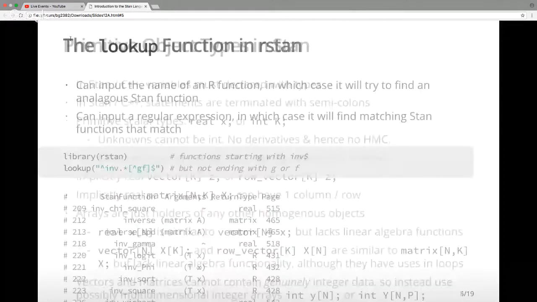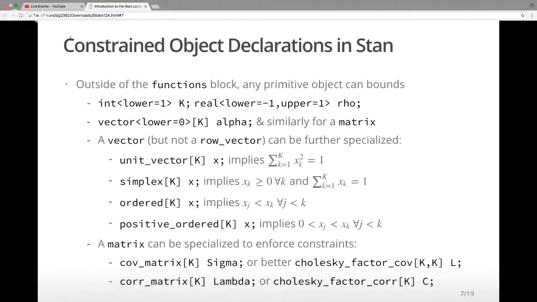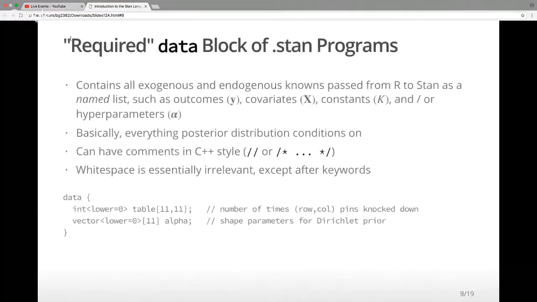We'll see how to pass this at the end if we get there today. But yes, you're going to need a list in R that's named table and named alpha. And alpha should be a vector of size 11. And table should be an 11 by 11 integer array that contains counts of those occurrences.